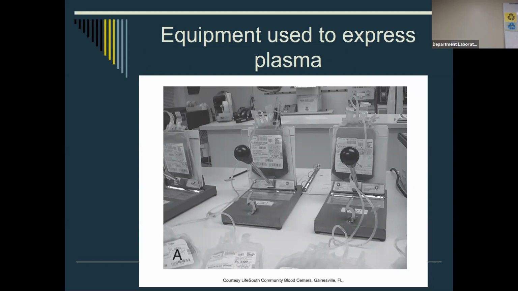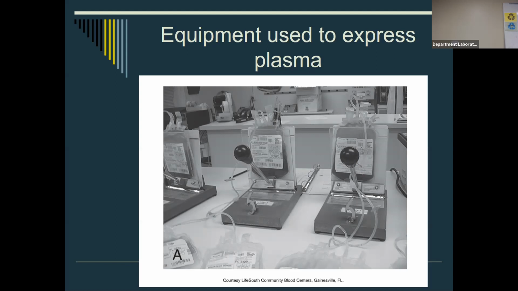So this apparatus is called an expressor. This folds back, you place the unit in there, and then you can apply pressure. Once you open the port up, the plasma will start flowing out, and that's how you can get it into one of the other bags. As soon as you see red cells up here, then you can stop.